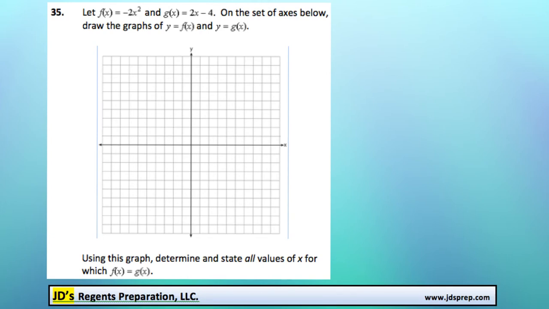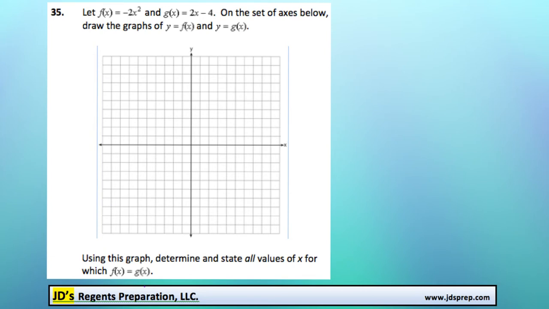Welcome to problem number 35 from the August 2014 Algebra Regents exam. In this question we've got two different functions and we basically just need to draw them. And then afterwards we're going to state all values of x for where they're equal to each other, in other words where the two graphs intersect.